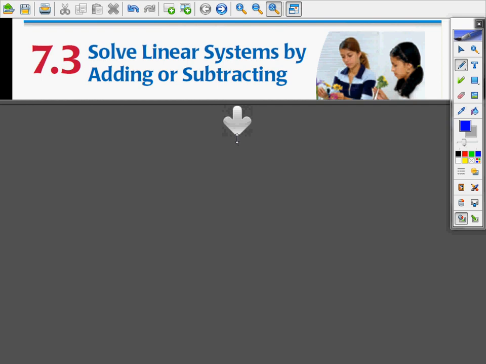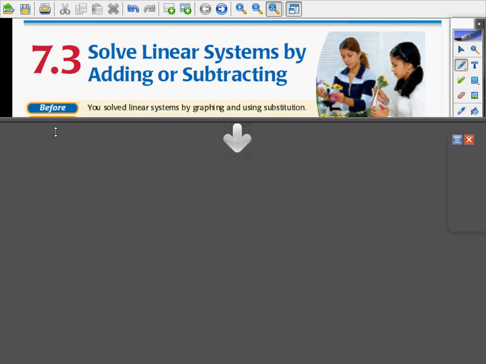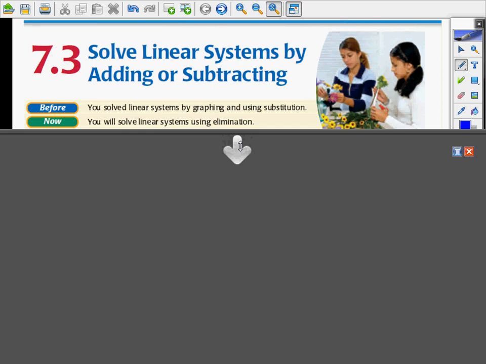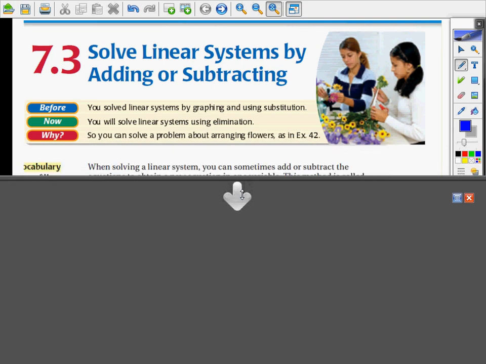All right, lesson 7.3 is solving linear systems by adding or subtracting. Before, we solved linear systems by graphing, and then our second method was substitution. Now we have a third method called elimination. In my opinion, this method is the quickest, and I think most of you are going to choose this method if you are given a choice.